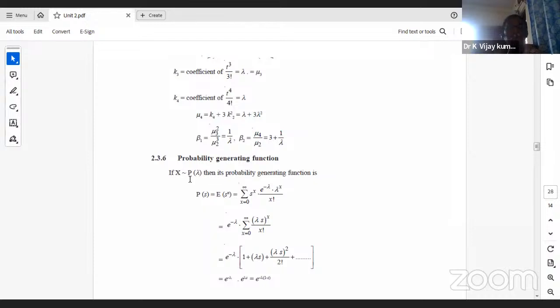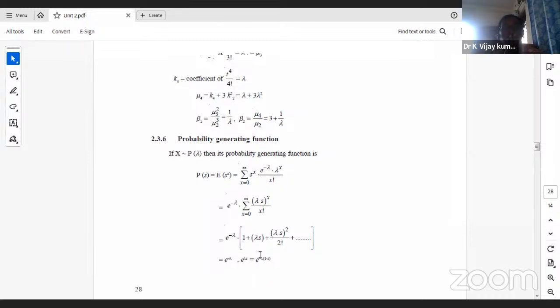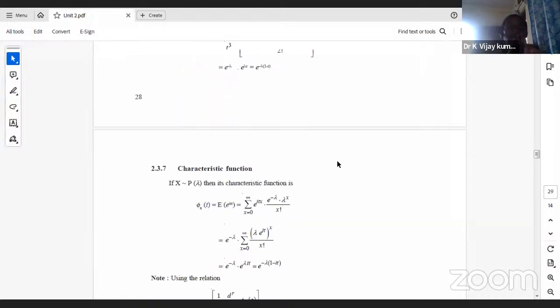Now the probability generating function. P(s) is equal to E of s power X, where X follows Poisson lambda. You know that it is e power minus lambda times the summation of x equal to 0 to infinity of (lambda s) whole power x by x factorial. That is e power minus lambda times 1 plus lambda s plus (lambda s) whole square by 2 factorial plus (lambda s) whole cube by 3 factorial and so on. So automatically we can write it as e power minus lambda times e power lambda s, which is e power minus lambda times (1 minus s).